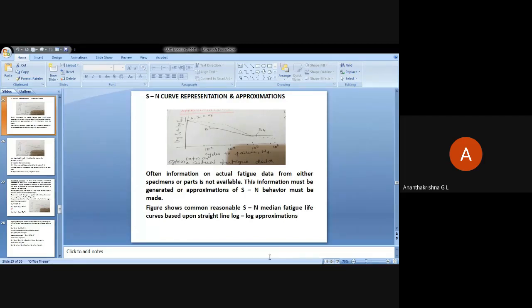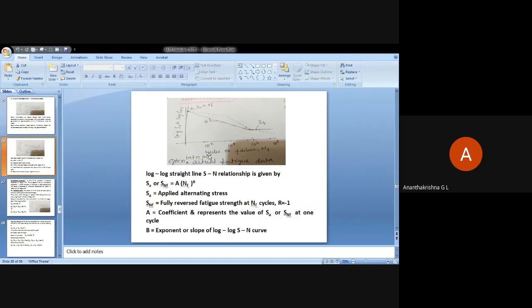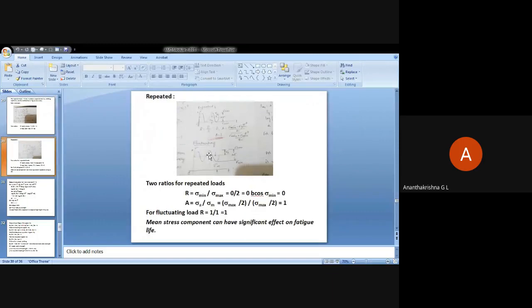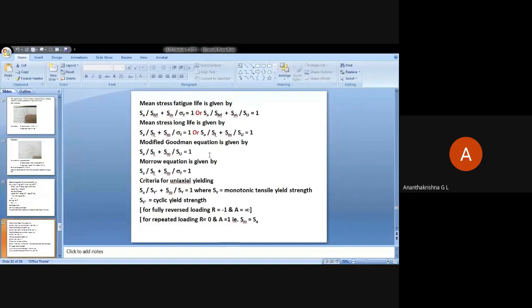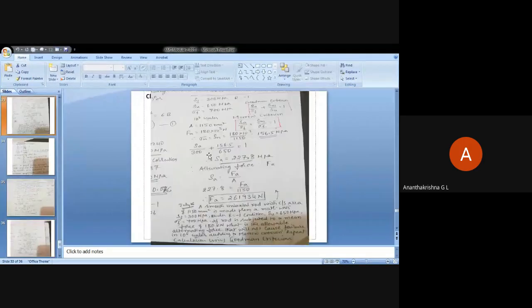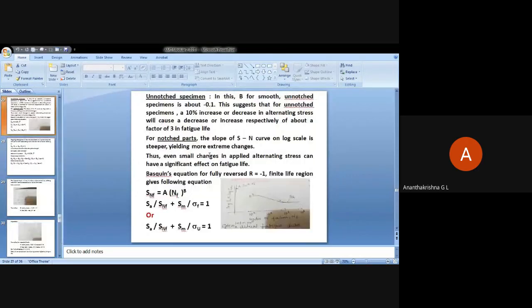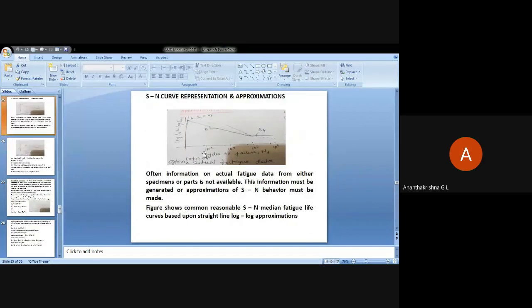Okay, so for this, you need to go to the first set of PPT in module 2, where you have the SN curve representation and approximations. Using Basquin's equations, the modified Goodman and Morrow equations, we can calculate the fatigue life of components. Hope you remember. Anyway, I'll put that on the screen.